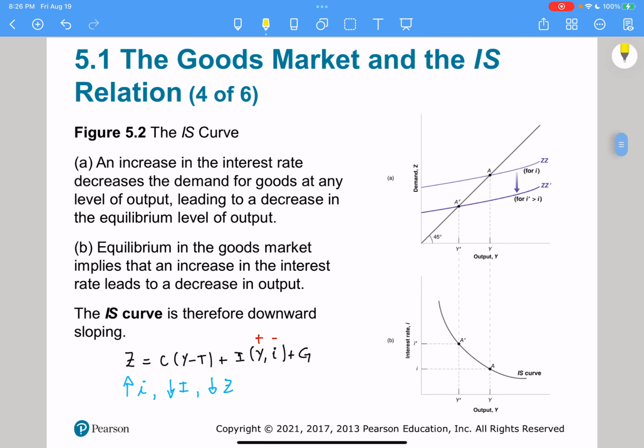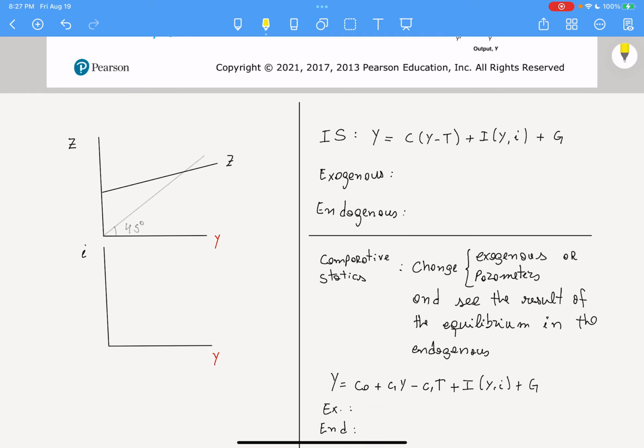So first of all, the book describes it in this way. A: An increase in the interest rate decreases the demand for goods at any level of output, leading to a decrease in the equilibrium level of output. B: Equilibrium in the goods market implies that an increase in the interest rate leads to a decrease in output. This is a bit weird to understand, so I want to show you step by step what happens.